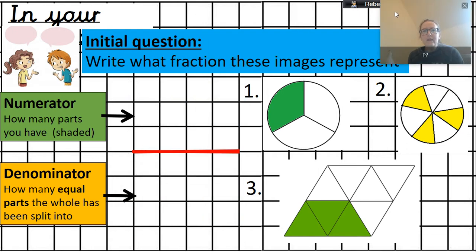Right. Okay. So what fraction of each of these images is shaded? All you have to do is say in the numerator part, the top part above the line, how many parts do you have shaded? And underneath, how many parts is each shape split into? Pause here, write them down, and then we'll talk about them together.